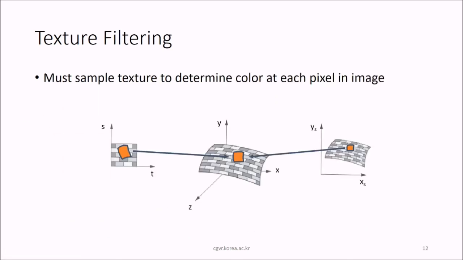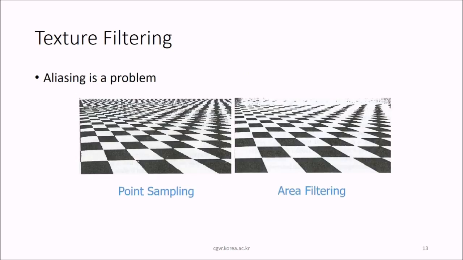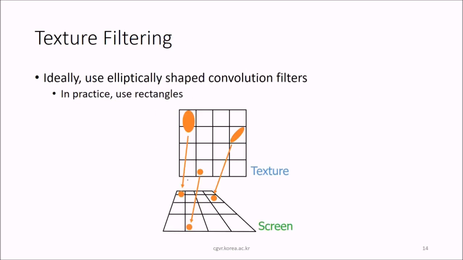Then we come to the filtering, texture filtering. So we must sample the texture to determine the color at each pixel in the image. So in this texture filtering, here is aliasing, see this region. Aliasing is a problem. This is point sampling, this is area filtering. So we apply texture filtering also.